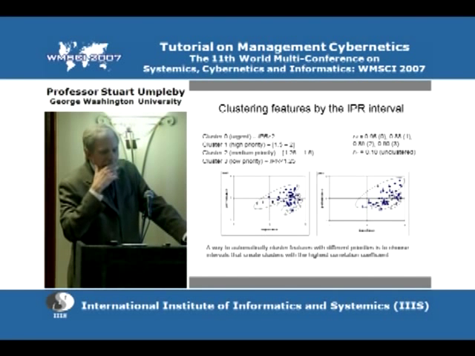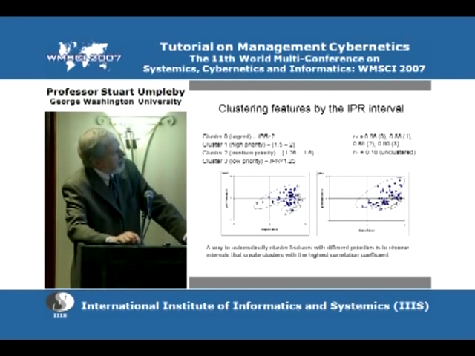You can also do this over time. And if you do it over time, you can watch the points move. And if they move in this direction, they're going from high priority to low priority. Occasionally, they move in this direction, which means they've gone up in priority.